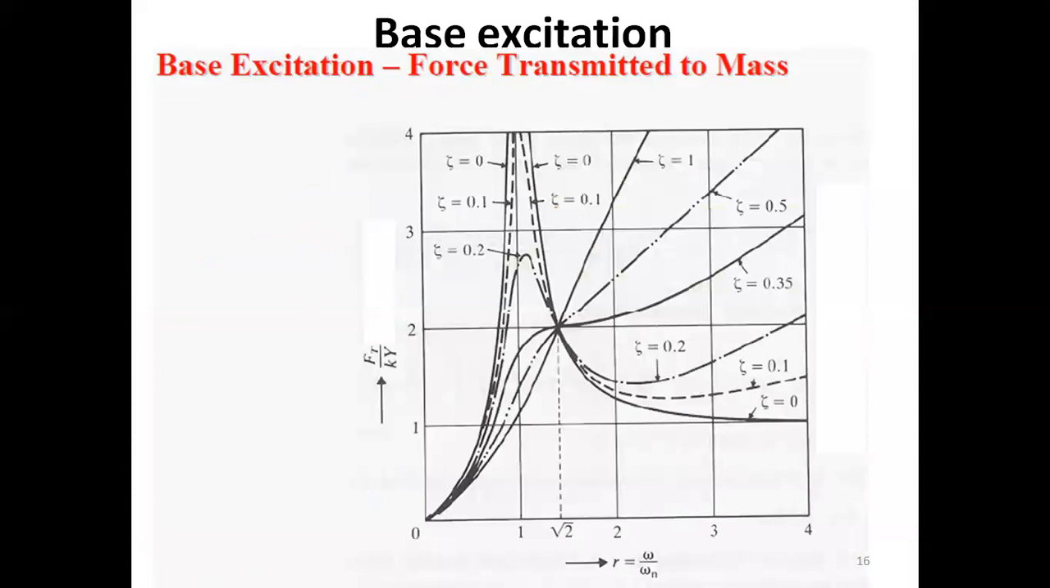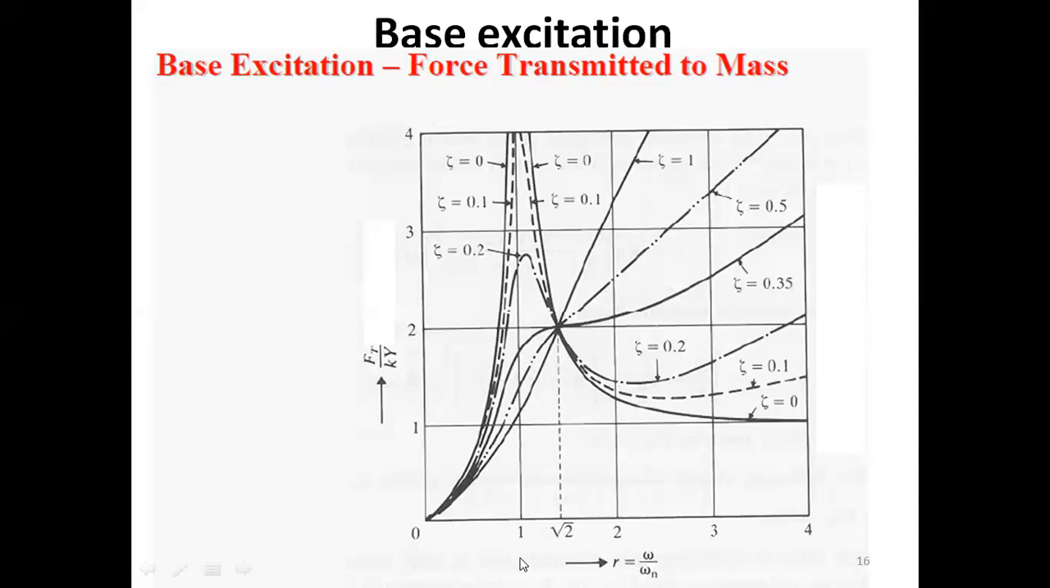So now we have to simulate the mathematical model that we have developed for the force transmissibility. We are taking the force transmissibility Ft by K Y along the vertical axis, and the independent variable is the frequency ratio. So we are taking that along the horizontal axis. Simulating that equation for frequency ratio from 0 to 4, and plotting for different values of damping ratios. So this is the simulation of that equation.